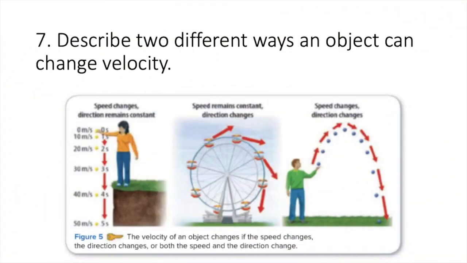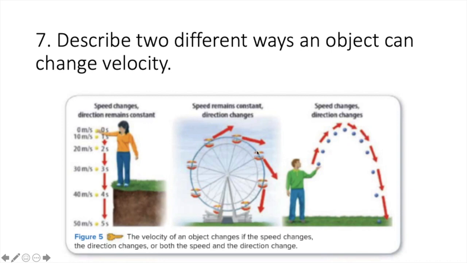The last question, describe 2 different ways an object can change velocity. One would be to speed up or slow down. The other would be to change direction. So in this case, a child dropping an object, a ball, we know that objects, when they are dropped, speed up as they race towards the ground, going faster and faster, accelerating as a result. That's a change in velocity downward.